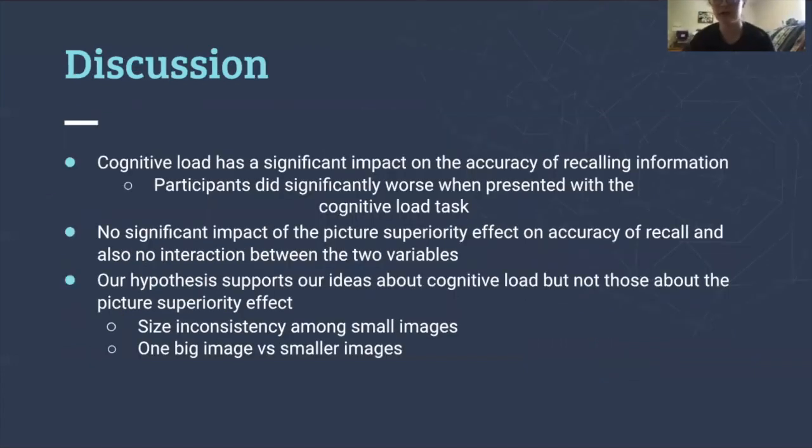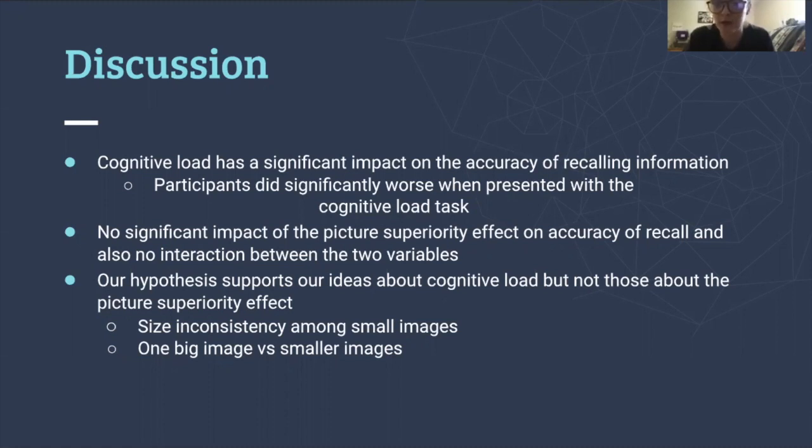So in our discussion, we talked about how we found that one variable had a significant difference while the other variable did not. Cognitive load had a significant impact on the accuracy of recalling information. When we looked at our data, we found that participants did significantly worse when they were presented with the cognitive load task rather than when they were not. However, there was no significant impact of the picture superiority effect on the participants' accuracy of recall, and also no significant interaction between the two variables.